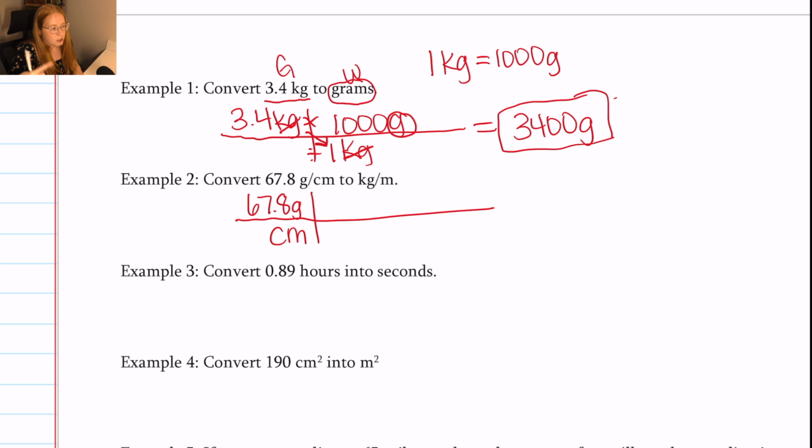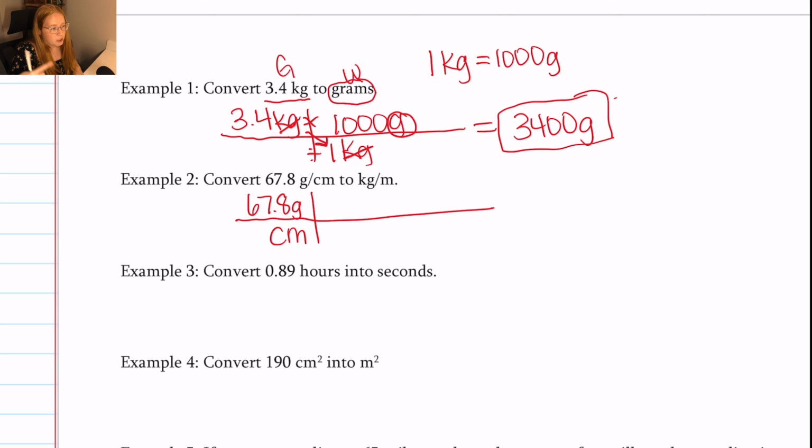So my centimeters has gone away. That 100 is still there. But the meter has not been canceled. And I'm going to circle that because that is actually what I wanted. I want a kilogram on top, meter on bottom, and that's exactly what I have. So I know I'm finished. So I'm going to go ahead and close out the railroad track.